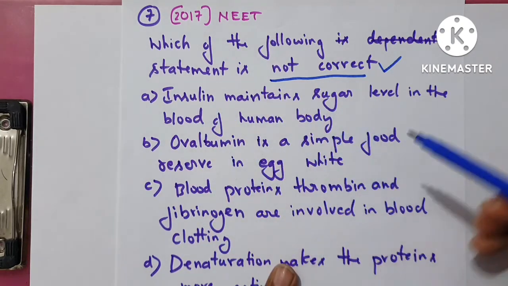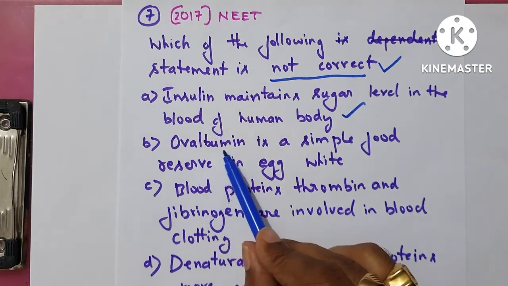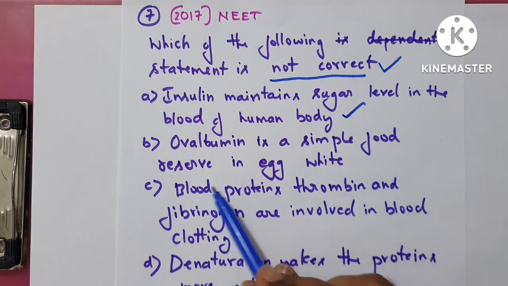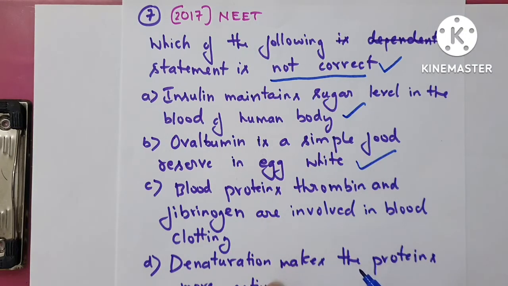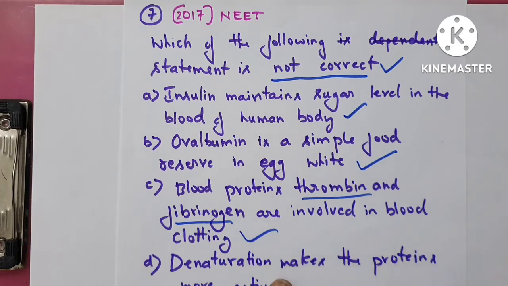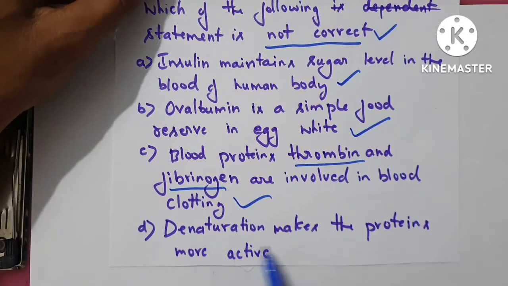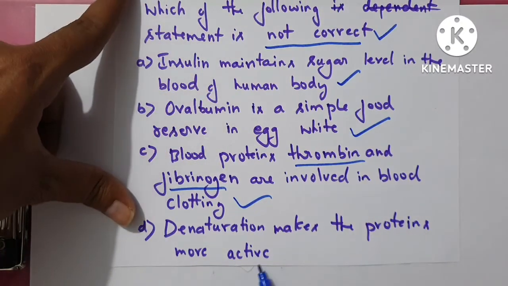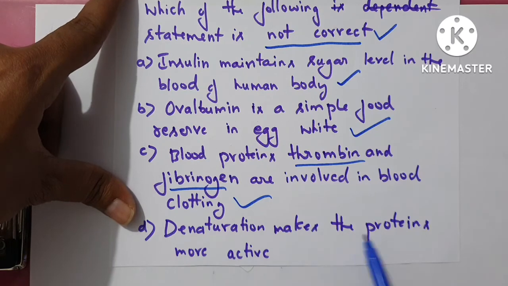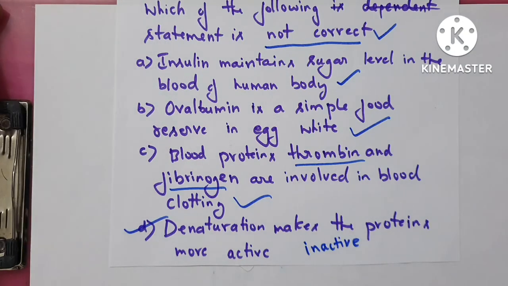Insulin maintains the sugar level. Yes, it does maintain the sugar level. Ovalbumin is a simple food reserve. Yes, it is the reserve food of egg white. Blood proteins, thrombin and fibrinogen, are involved in blood clotting. Yes, this is also correct. But you see the last option, children, that denaturation makes the protein more active. No, actually denaturation makes the protein inactive. Therefore, option D is the correct answer.